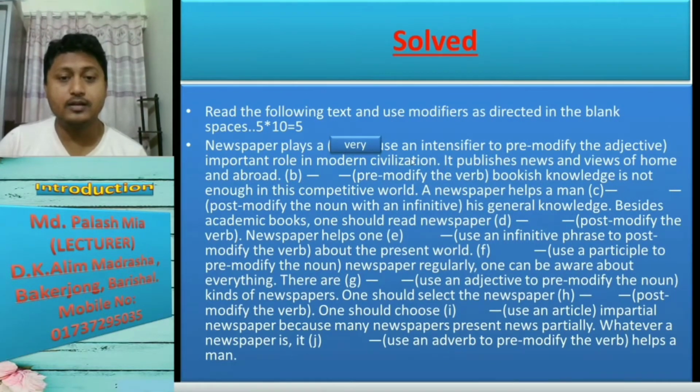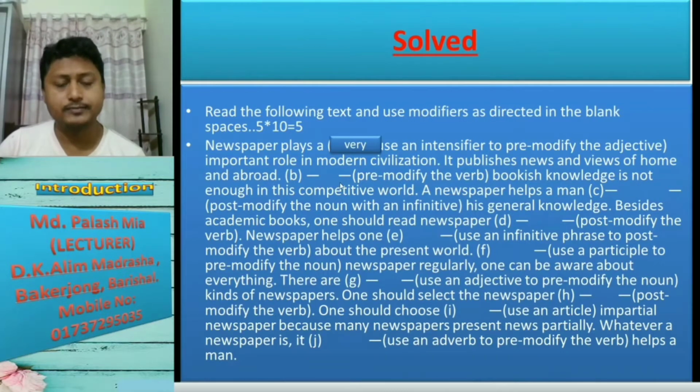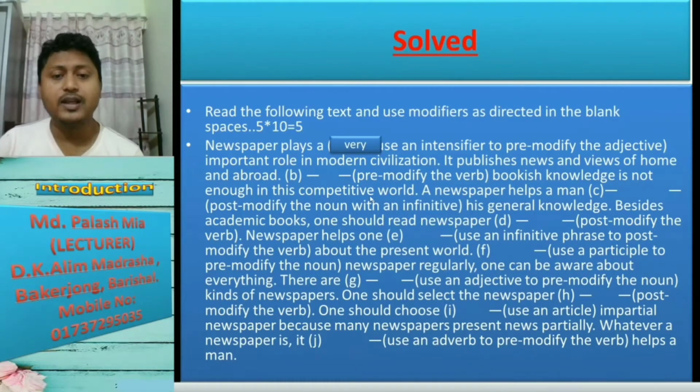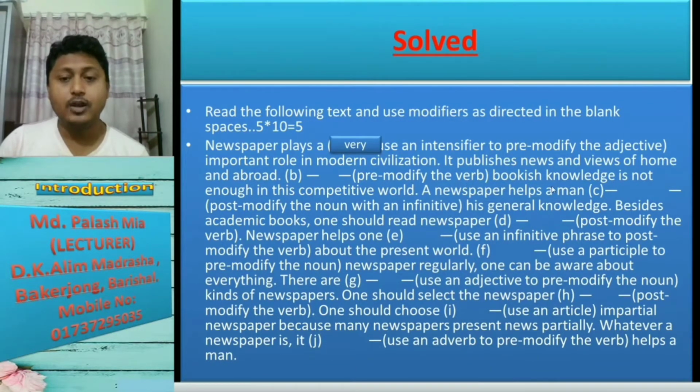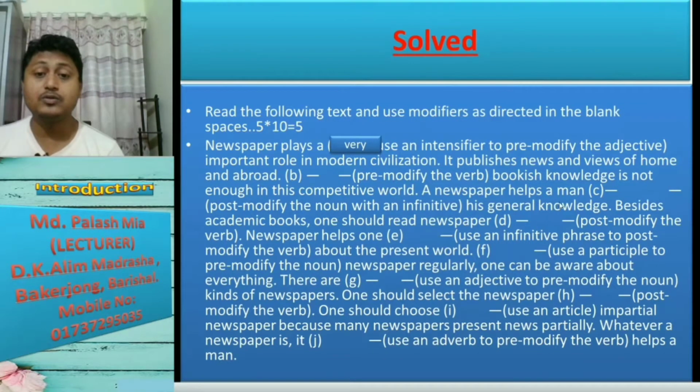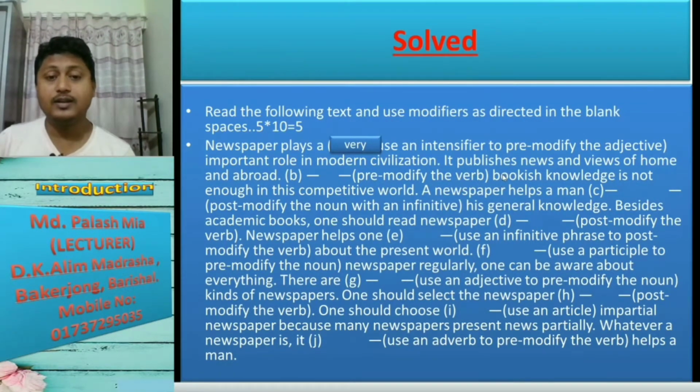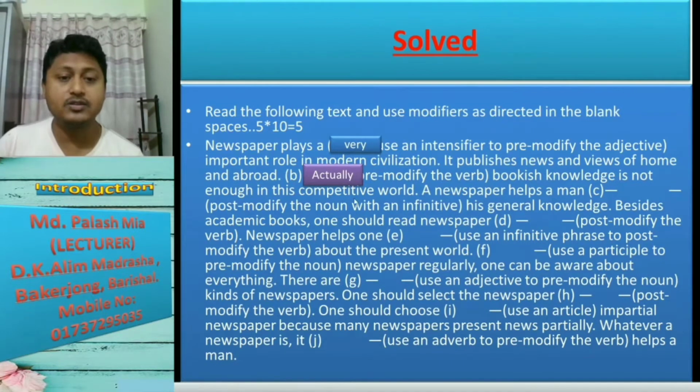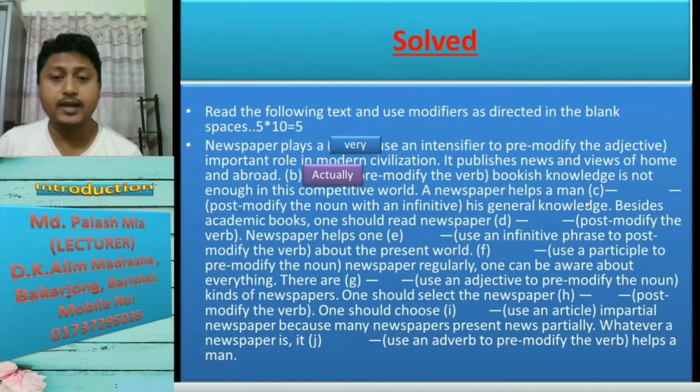By reading you can easily fill up the blanks. It publishes news and views of home and abroad well. Now pre-modify the verb. Bookish knowledge is not enough in this competitive world. Here, pre-modify the verb. When the question is about modifying a verb, it can be post or pre, then you will need an adverb. So, bookish knowledge is not enough in this competitive world.